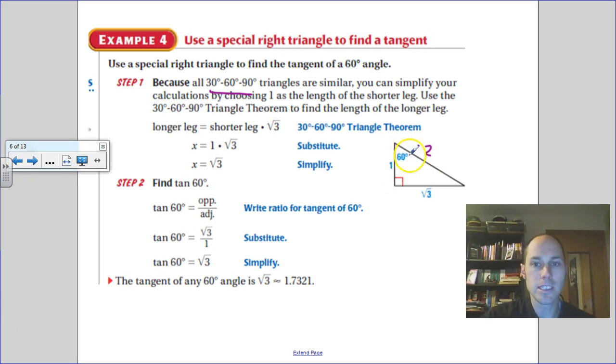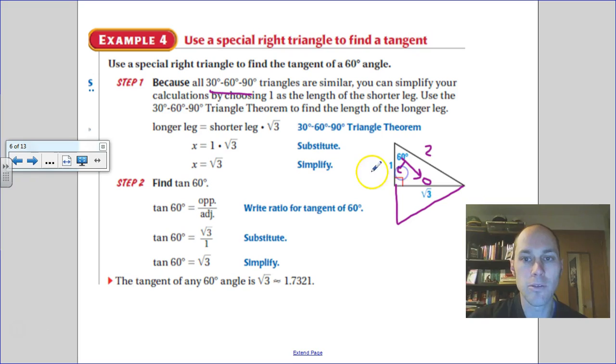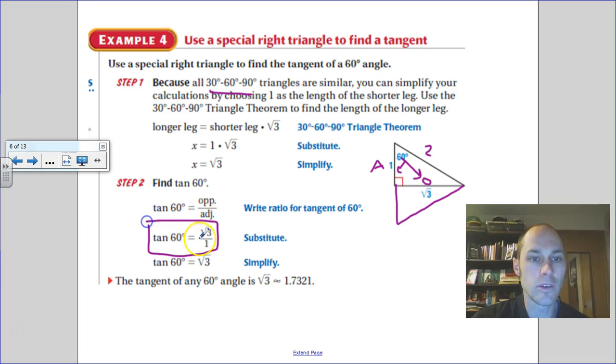If we know this is the 60-degree angle, because remember this is part of our equilateral triangle that we split in half. So the opposite side is square root of 3 and my adjacent side would be 1. So tangent of 60 is equal to opposite side square root of 3 over adjacent side 1. So the tangent of 60 is exactly square root of 3. And when you type it on your calculator, it gives you this number approximately.